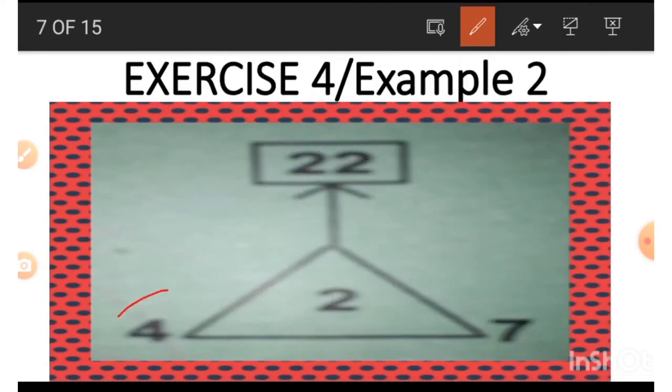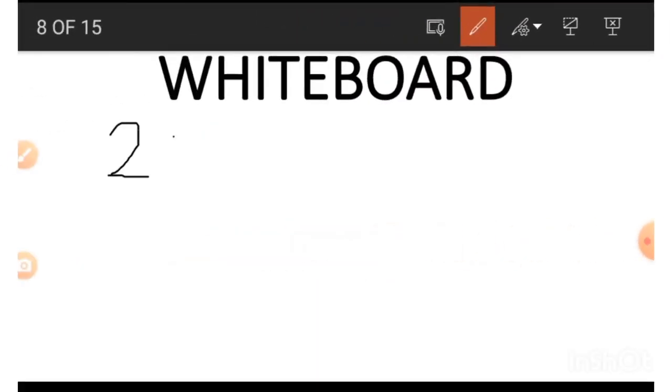If we wish to get any of the 2 numbers on the side, the 4 and the 7, for example, we are going to follow the same procedure. So we are just going to try to find one of them. Now, let's say we want to find the 4 and want to make use of 7, 2, and 22. Let's go to the board once again. This time we are starting with the 22.